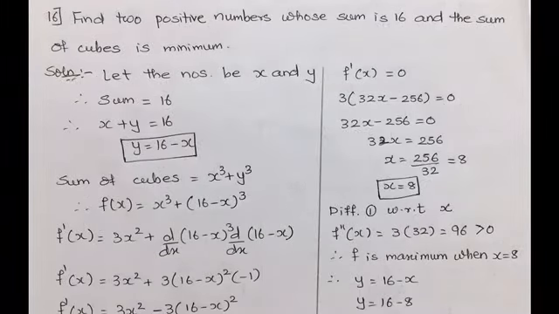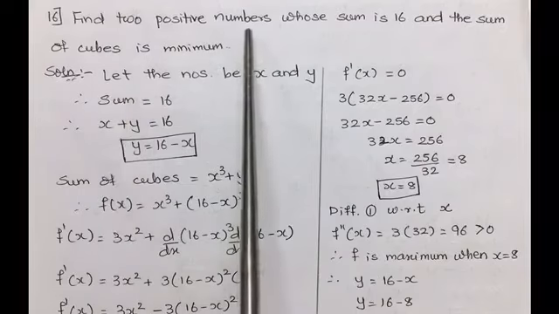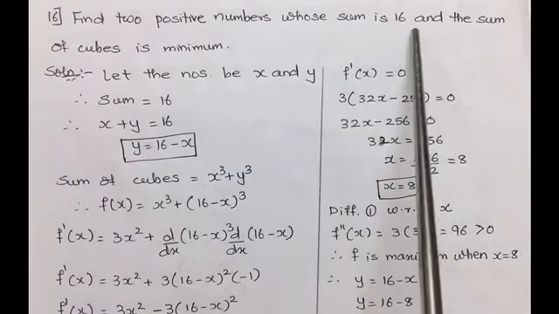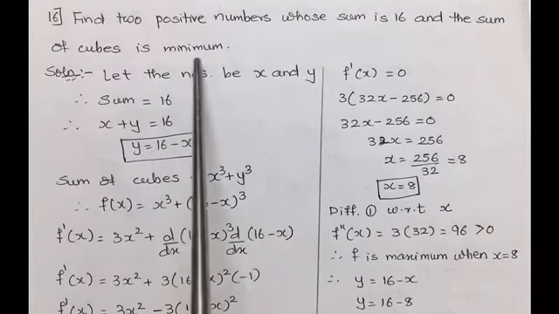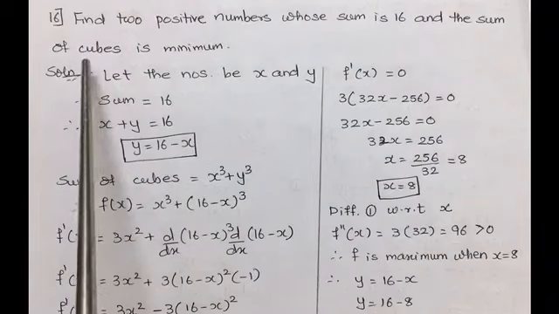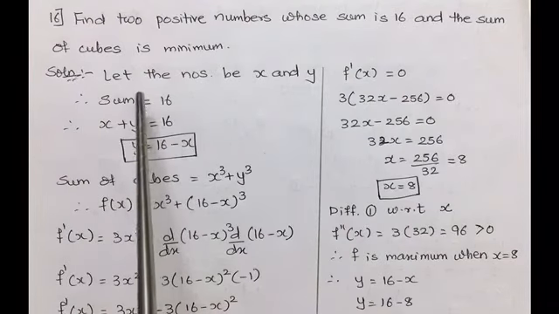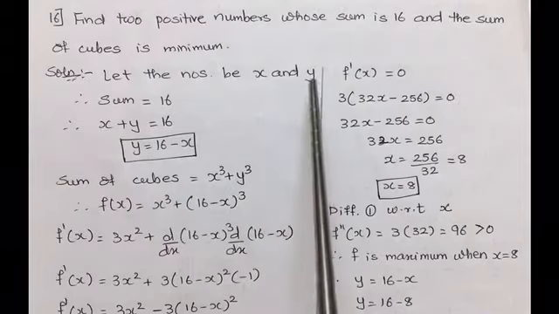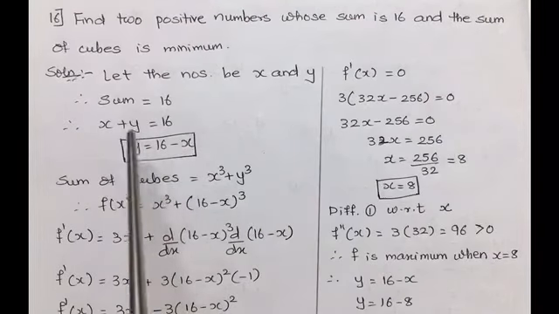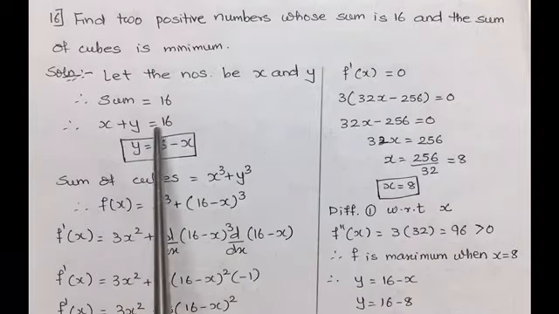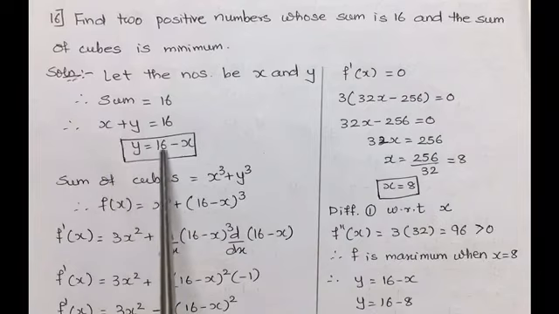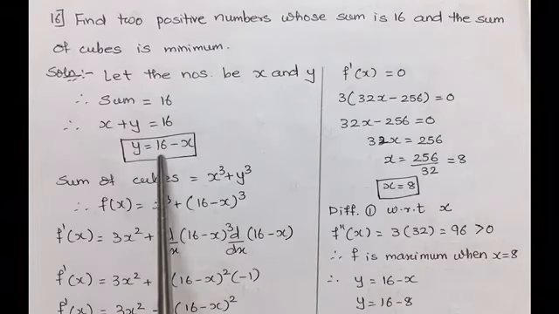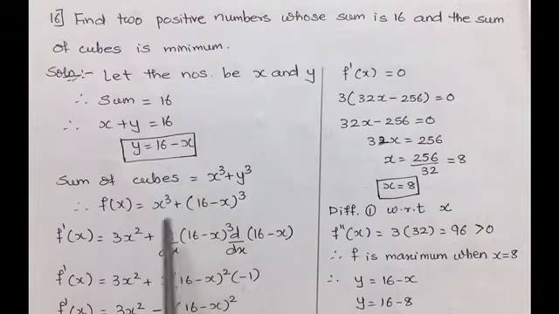16th one, it is given as find two positive numbers whose sum is 16 and the sum of cubes is minimum. Here we have to minimize the sum of their cubes. Now let the numbers be x and y, the sum is 16, therefore x plus y will be equal to 16. Here any one you can express. So y is equal to 16 minus x we have taken.